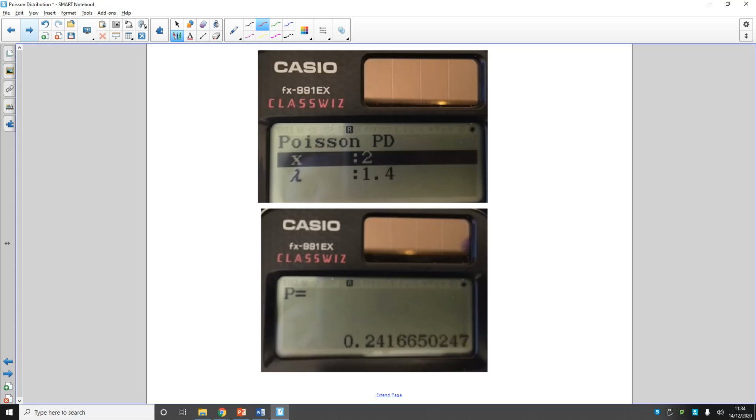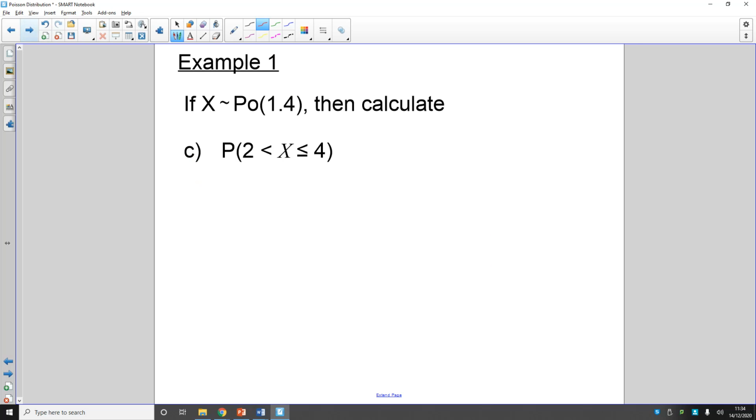So if I go back to example number 1, part A, the probability that X is equal to 2, you need to type in there that X is equal to 2. You type in your lambda value 1.4. Once you've put all that information into your calculator, you could see that exactly the same result came out as using the formula. So again, we can see how useful our calculators can be to help us out.